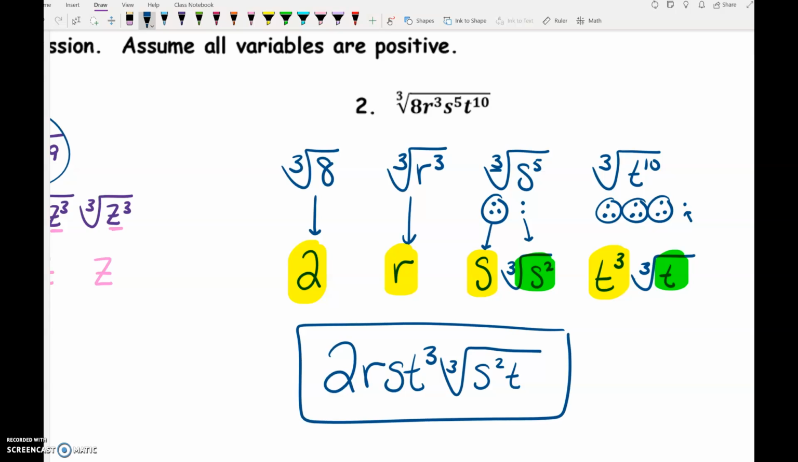Now to you, this doesn't look simpler than what we started with, but mathematically this is simpler because there are no perfect thirds left under the radical. To simplify a radical, you need to take all of the perfect whatevers out, and so we did that. Okay, turn the page. We have one more of these, number 3, to try.